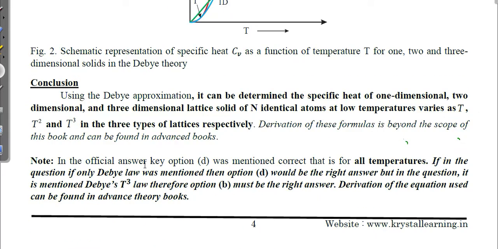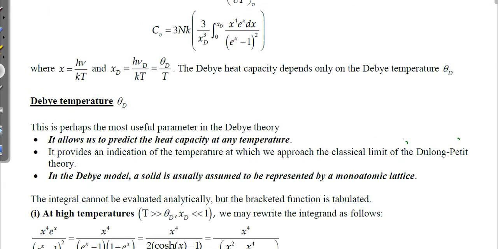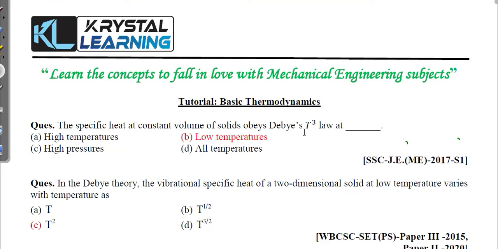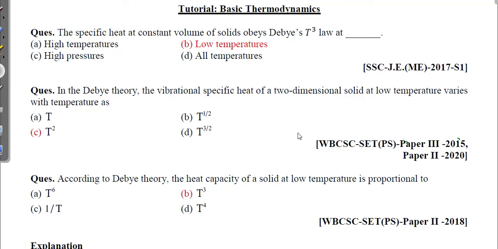Suppose in the official answer key D was mentioned, that is correct for all temperatures. If in the question only the Debye law was given, no T cube or anything else, then option D is true. But it was mentioning the Debye T cube law, therefore B must be true, that is low temperature. So let's discuss all these three questions.